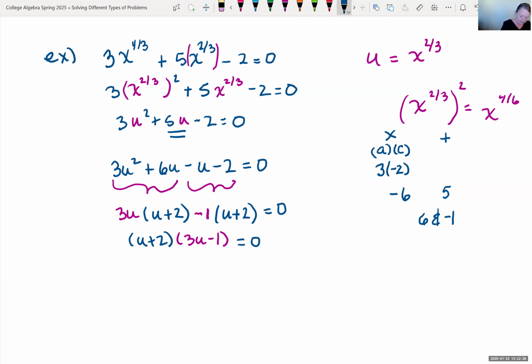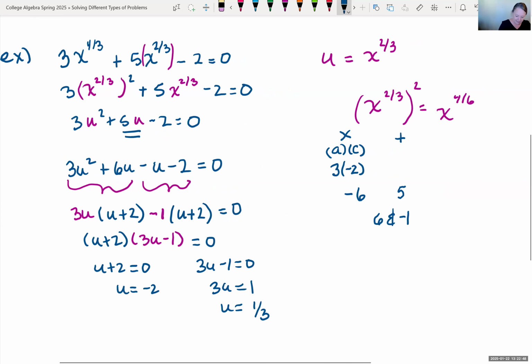So set each factor equal to 0 and solve. So u plus 2 equals 0 when u is -2. 3u minus 1 is equal to 0. Add 1 to both sides, we get 3u equals 1. Divide by 3, we get u is 1/3. So again, we're not quite done because that's what u is. We wanted to know what x is.